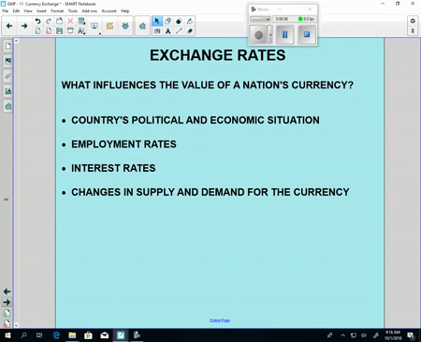Interest rates. That's how much it costs to borrow money. And changes in supply and demand. When you're traveling, what currency do most people take with them? It's not Canadian money, it's American money. If you're traveling all through Europe or the Caribbean, they love to have American currency because it's worth more than most other money in the world.